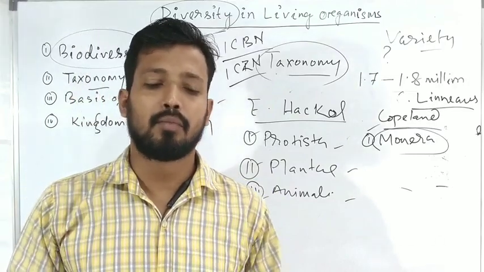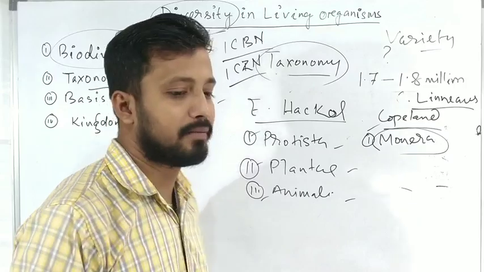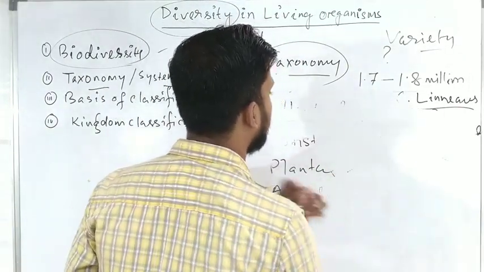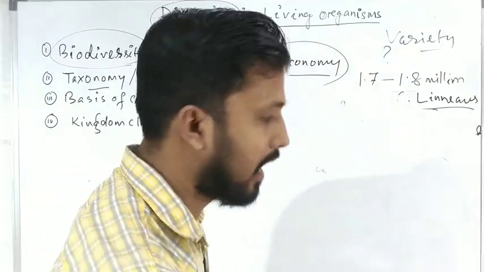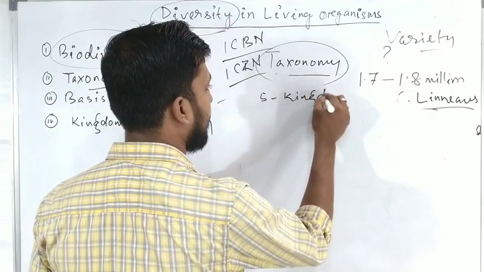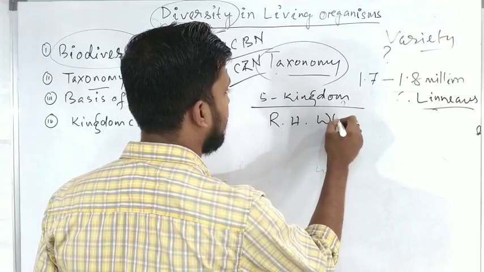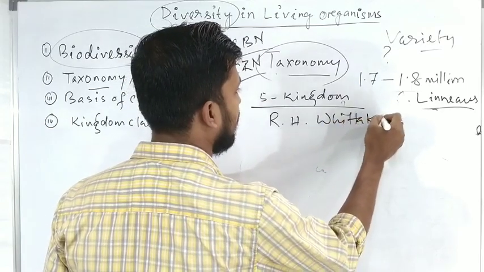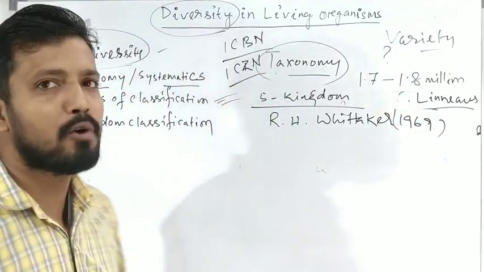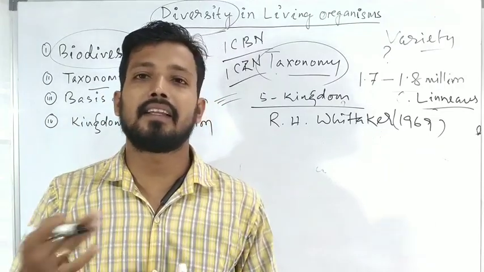But the recent or most acceptable one is the five kingdom classification proposed by R.H. Whittaker in the year 1969. So what is the basis of classification? How did he classify all the organisms into different kingdoms? What are his criteria of classification?